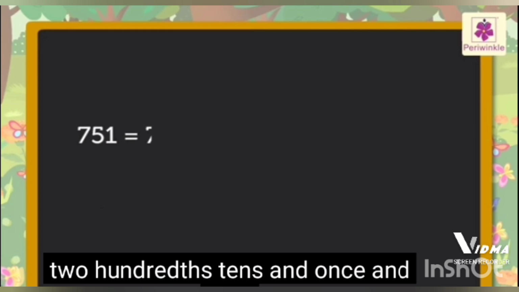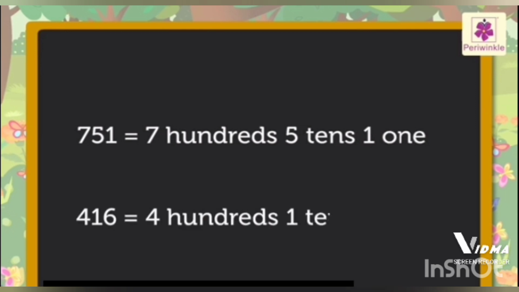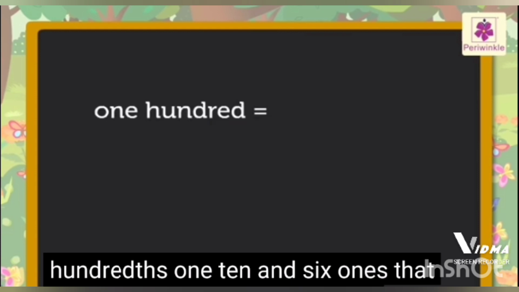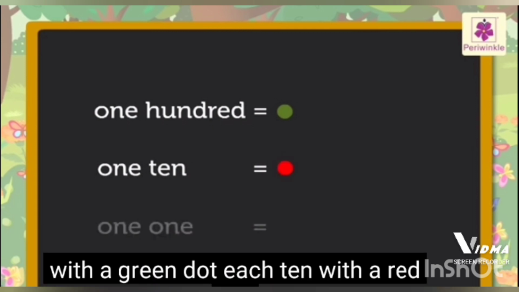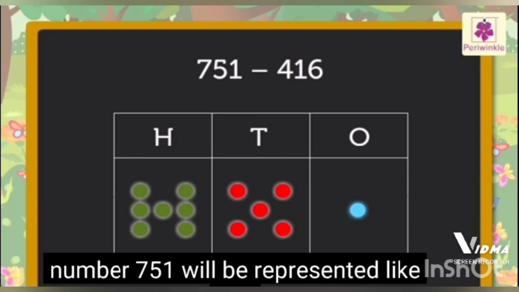Thus, there are 7 hundreds, 5 tens and 1 one of colorful butterflies, and 4 hundreds, 1 ten and 6 ones that flew away. Let us represent each hundred with a green dot, each 10 with a red dot and each 1 with a blue dot. So, the number 751 will be represented like this with dots.